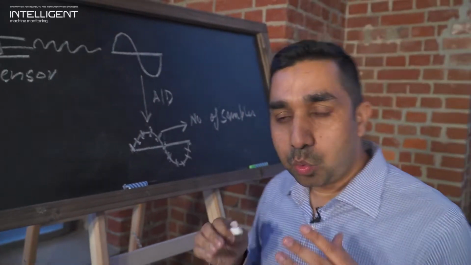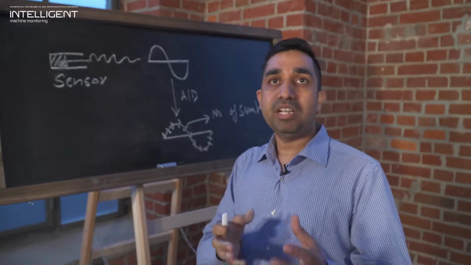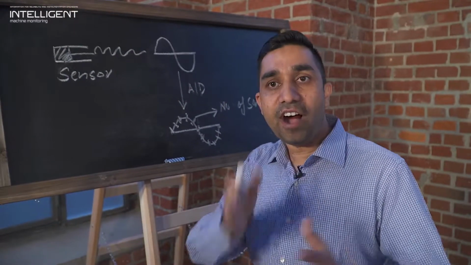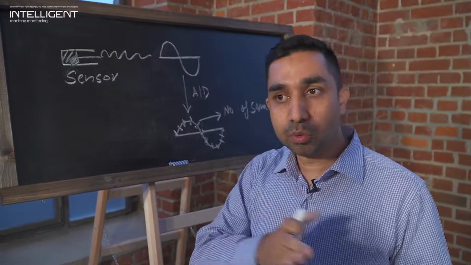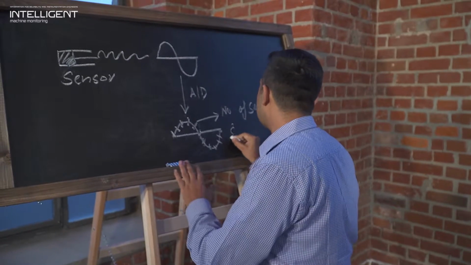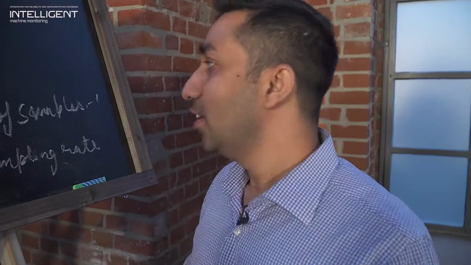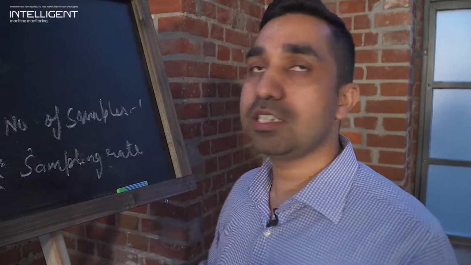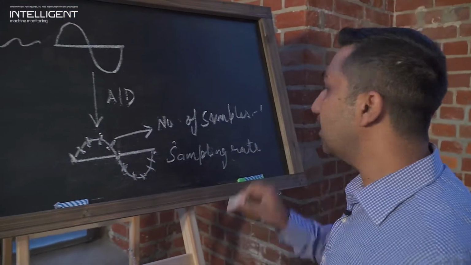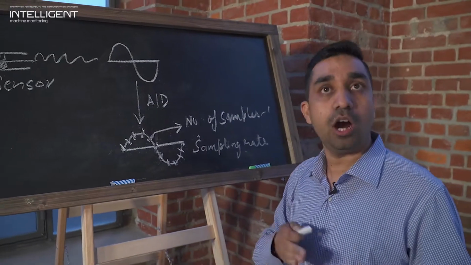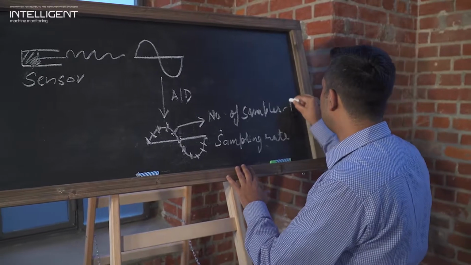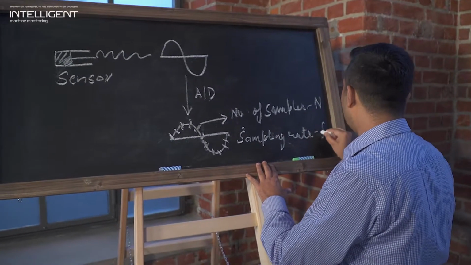Okay? And the rate at which these samples are captured is called sampling rate. It means how fast these samples are being captured during the process of A to D conversion. And this is called sampling rate. So now we have two parameters for the time signal. One is the number of samples, these discrete points, and the sampling rate, that is how often or how fast these points have been captured. So this is the number of samples and this is the sampling rate.